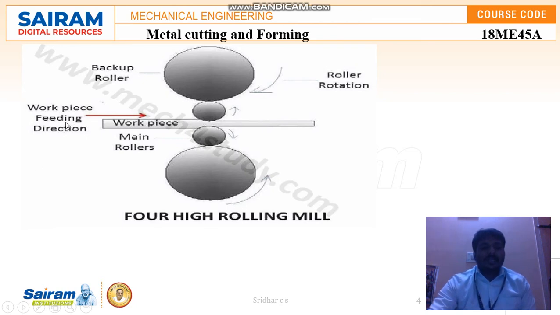The workpiece feeding is such that the workpiece flows in between these rollers, the backup rollers and the main rollers. This is the backup roller and this is the roller rotation. So these are the main rollers. Initially we discussed the two high mill and then the three high mill. Now we are discussing the four high rolling mills. Using these four rollers, the material will be compressed or rolled to get a desired shape. The main difference is the main rollers and backup rollers.